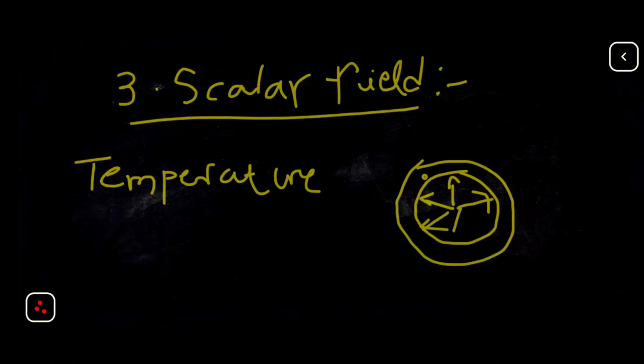The height of the surface of the earth above the sea level is a scalar field. Other examples of scalar fields are sound intensity in an auditorium.